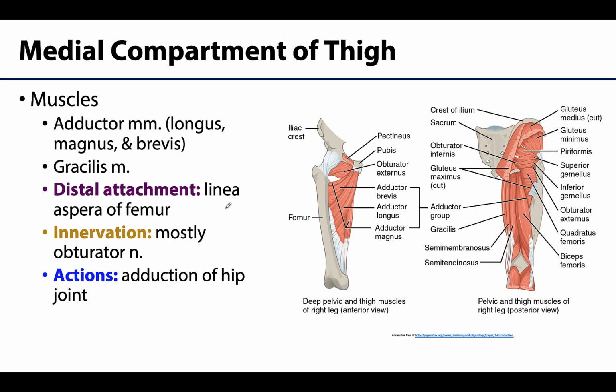So let's talk about that other compartment, the medial compartment of the thigh, most often referred to as the adductor compartment of the thigh, because that is the main action of these muscles. You will also have two smaller muscles that are part of this compartment. You'll have the pectineus. You'll also have the obturator externus. But we're going to focus on the adductors and the gracilis just due to their visibility.